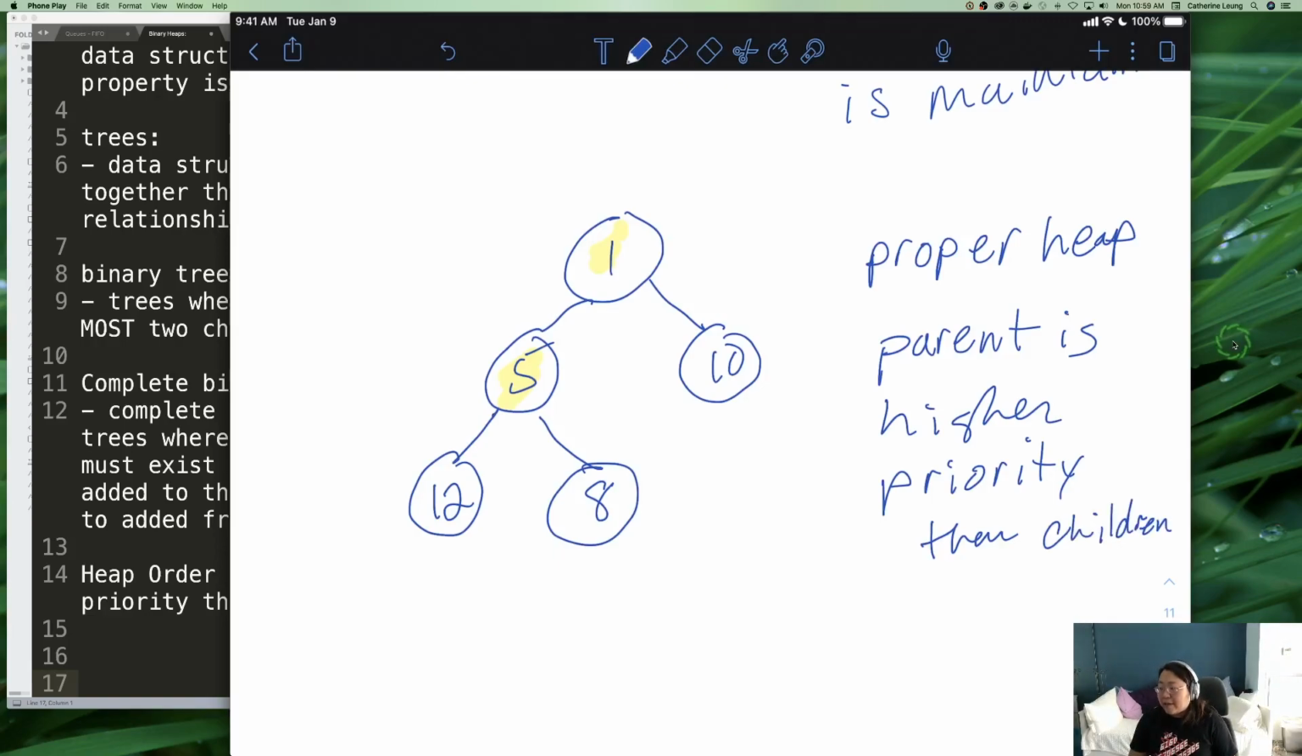It doesn't say that the first node has to be higher priority than the second node. If they're siblings, so if they have the same parent, it doesn't say the left one is higher priority than the right one or the other way around. Nor does it say that children of children can't be higher priority than a direct child. So for example, where's the third highest priority item in this heap? It's actually this 8. This is the third highest priority item in the heap, not the 10. So this can happen.